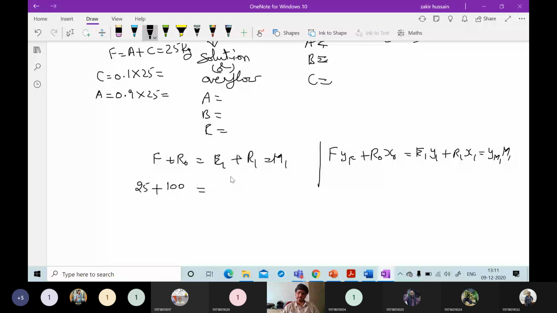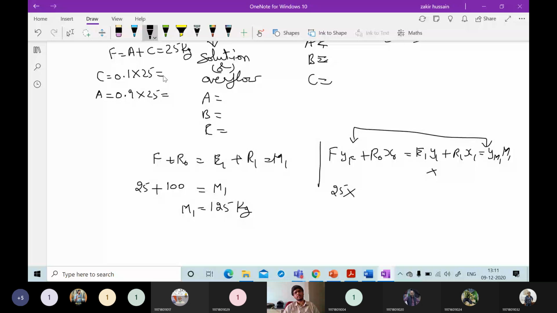Then the next unknown is YM1, which we can estimate. How can we estimate YM1? By equating these equations, because no data has been given for that. So F we already know, F is equal to 25, and YF is 0.1. So 0.1 into 25 is 2.5, and 0.9 into 25 is 22.5.